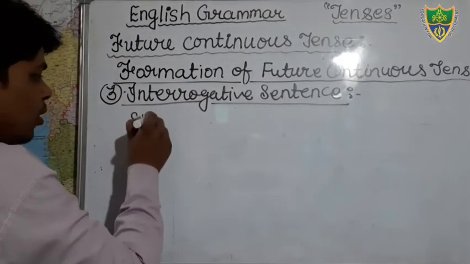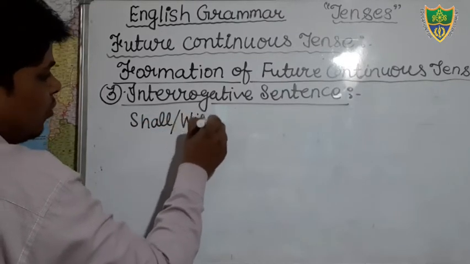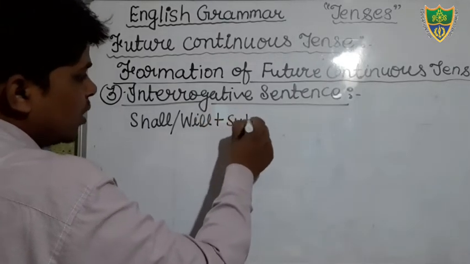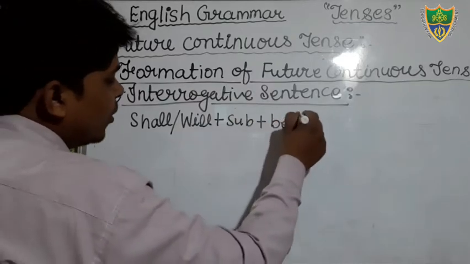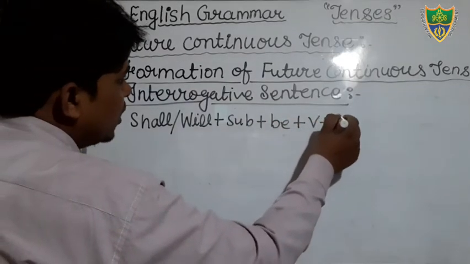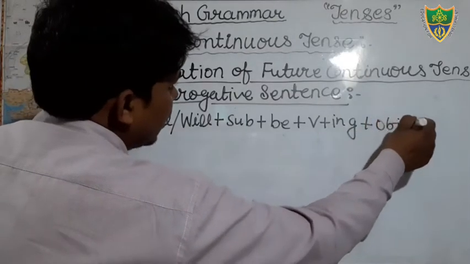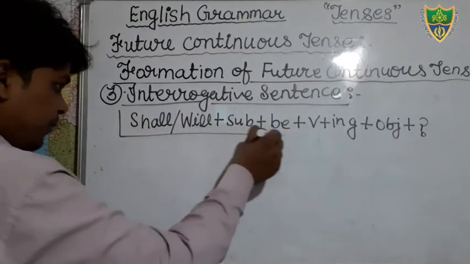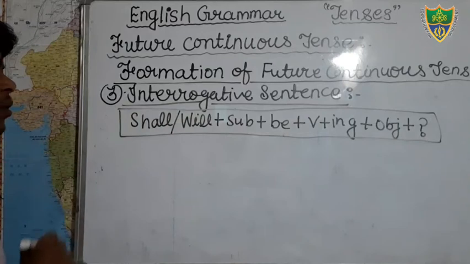Shall or will. We will start with shall or will. Then you will mention the subject, then the be, then you will add the verb plus ing. Then you can mention the object, and at the end of the sentence you will use the question mark. Students, this is your structure of SNO type interrogative.